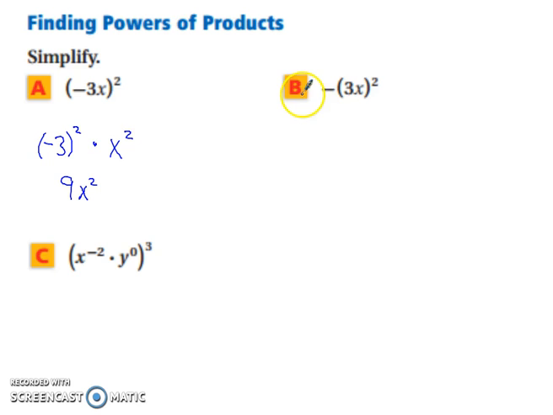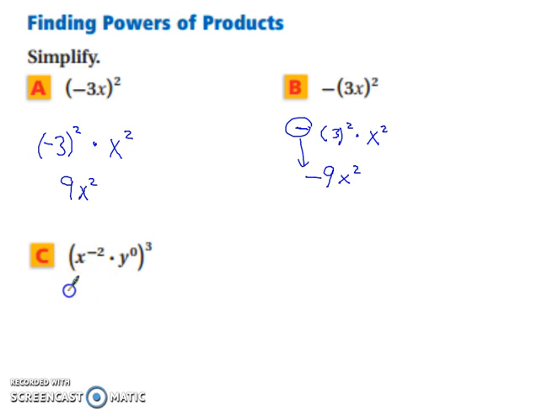Notice how in B, the negative symbol is outside. It's not inside with the 3. That means it's going to hang out till the end. So we have this negative outside here, and then we have 3 to the 2nd times x to the 2nd. Well, 3 to the 2nd is 9. Once again, we can't do anything with this x squared, so we're going to simply rewrite it. And this negative sign comes down in front. Let's look at C.